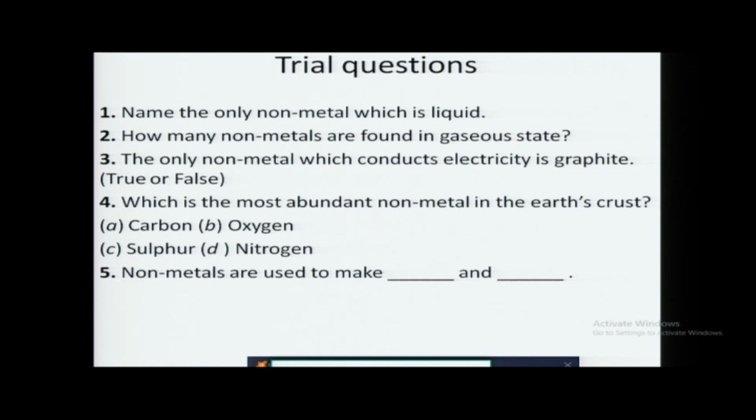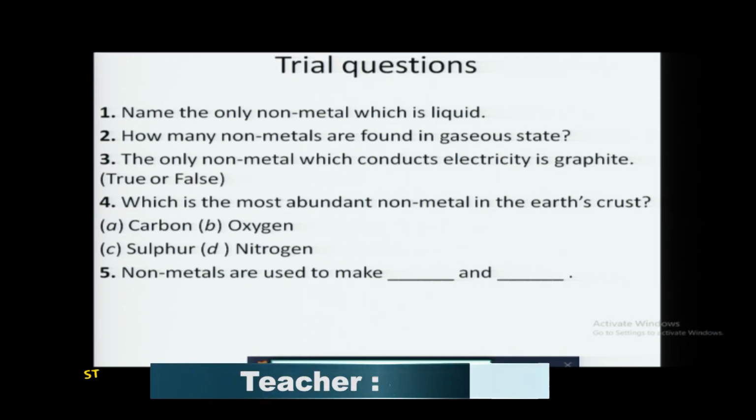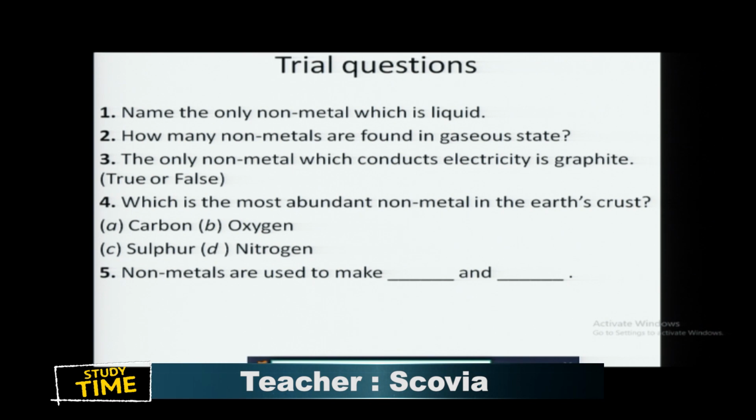Another question is, which is the most abundant nonmetal in the Earth's crust? Is it carbon, oxygen, sulfur, or nitrogen? Then, nonmetals are used to make dash and dash. What do you think nonmetals are used for? So try to work out these 5 questions. They're all from what we have discussed here. And when we come back, we'll go through the answers together.